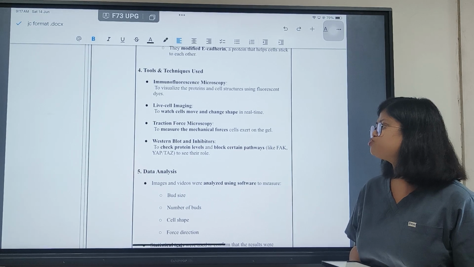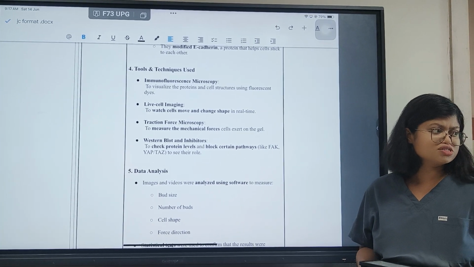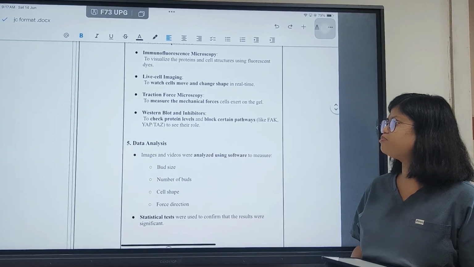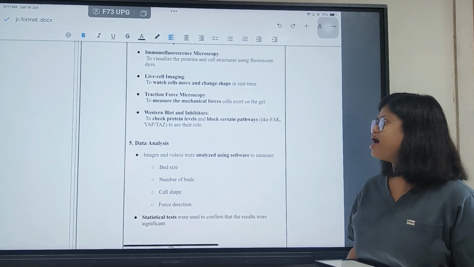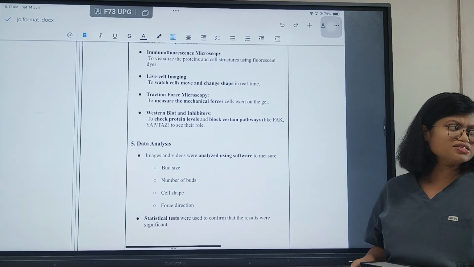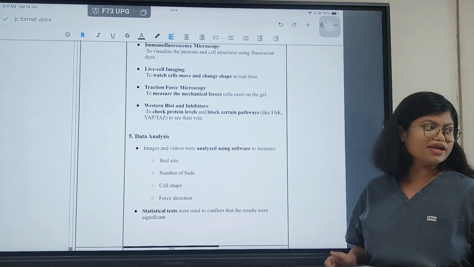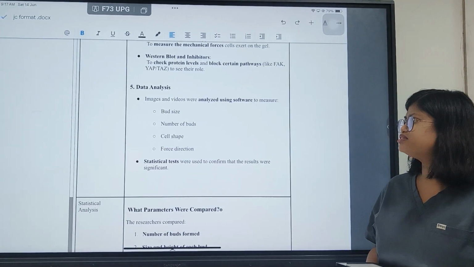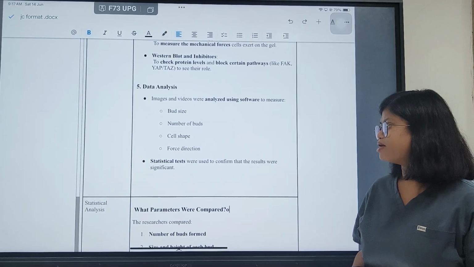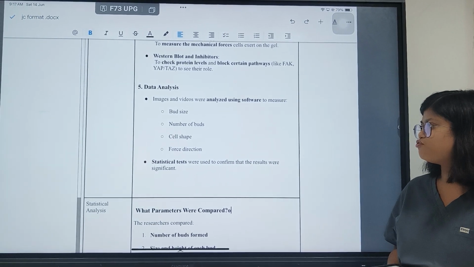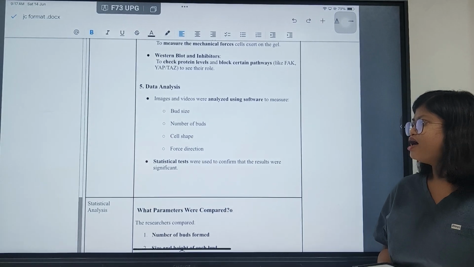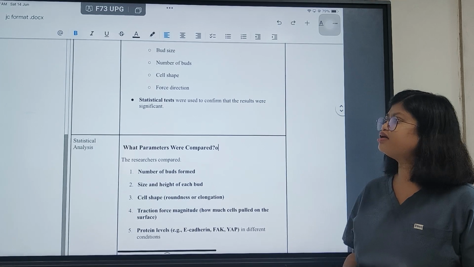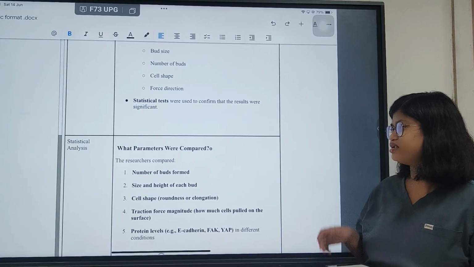They used traction force microscopy to show the forces exerted by the cells on each other, and they used the Western blot process and the inhibitors. They blocked these pathways and identified when the budding stopped. So they did the data analysis for determining the bud size, number of buds that were formed, how the shell shape varied, and the force direction in which the cells exhibited the force. And they did the statistical tests.